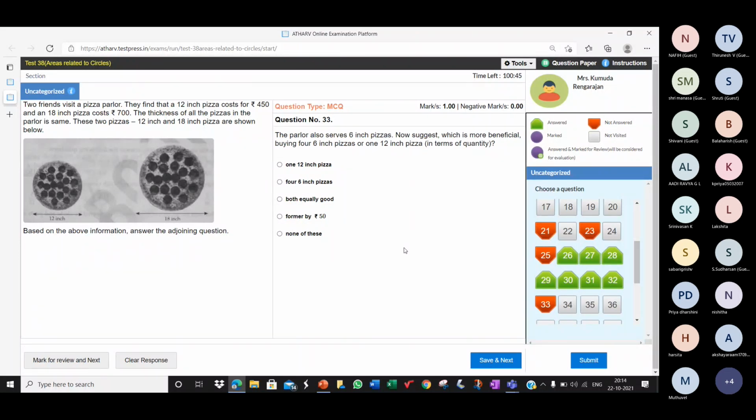The parlor also serves 6-inch pizzas. Now suggest which is more beneficial, buying 4 6-inch pizzas or one 12-inch pizza in terms of quantity. Quantity means you should find area. In terms of quantity, what is the area you will have on 4 6-inch pizzas? What is the area you will have on one 12-inch pizza?